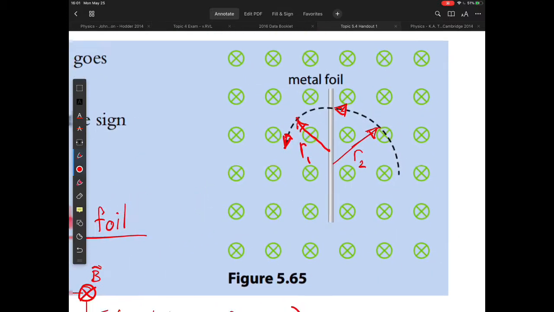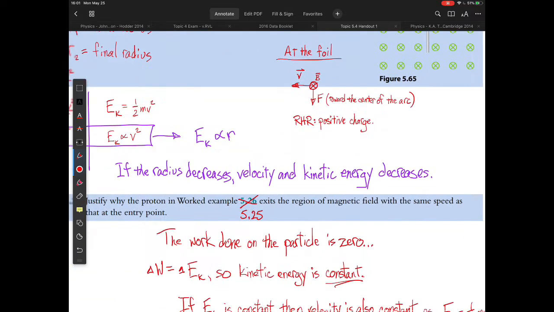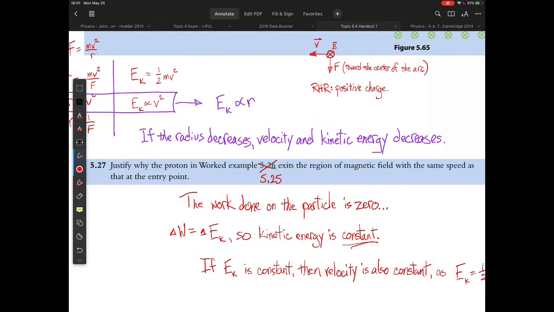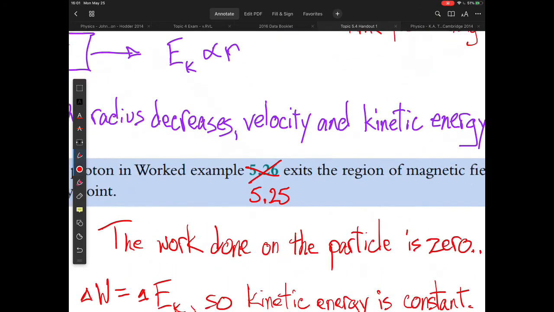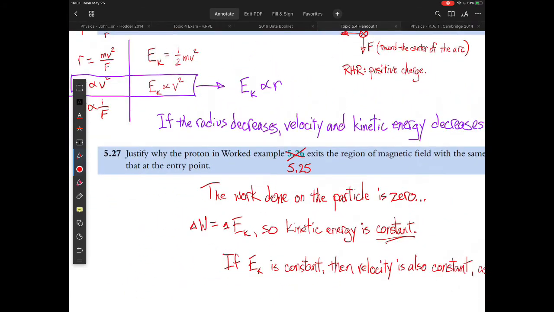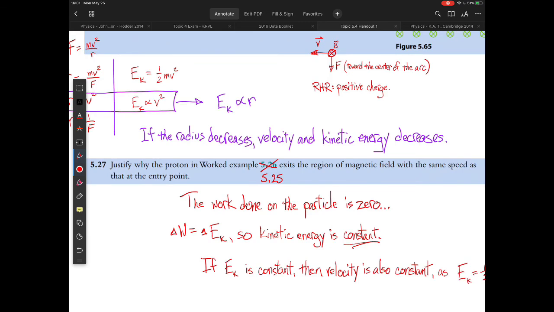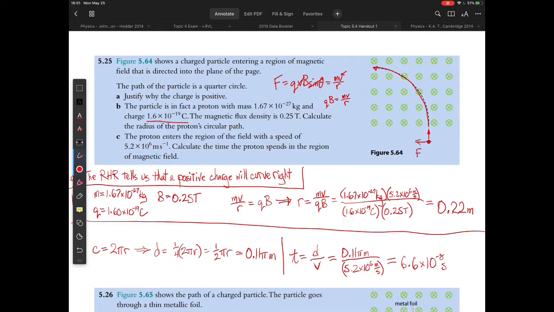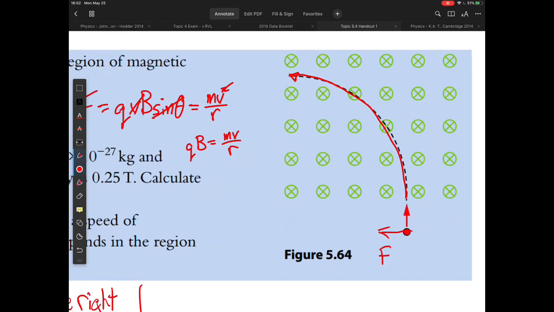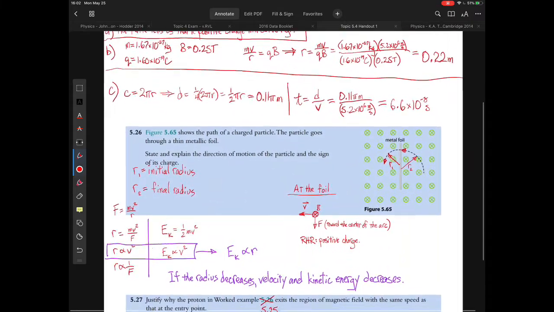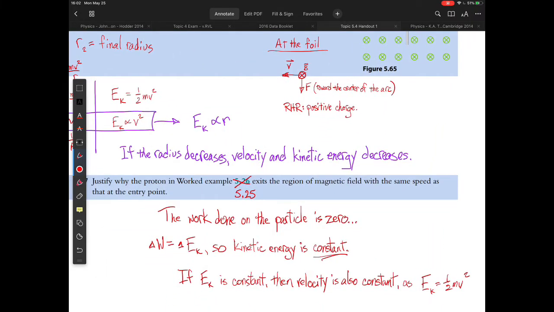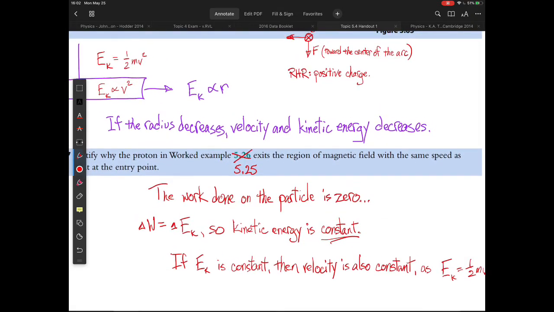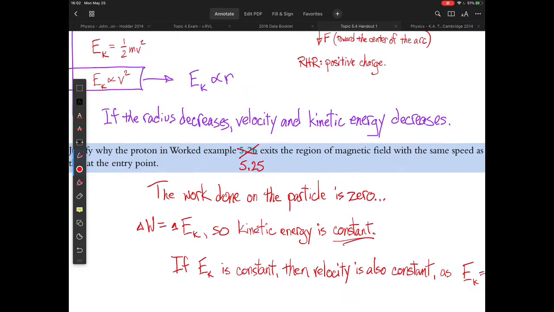as we've dumped off some kinetic energy into this metal foil. So clearly this is not meant to be 5.26, but instead 5.25. So apologies for that if it's confusing you. You were right to be confused. This problem does work a lot better for 5.25. Here we see the particle entering the magnetic field and we see the particle exiting the magnetic field. So it's going to work better. Plus, there is no loss of kinetic energy, which will mean that our particle exits at the same speed.